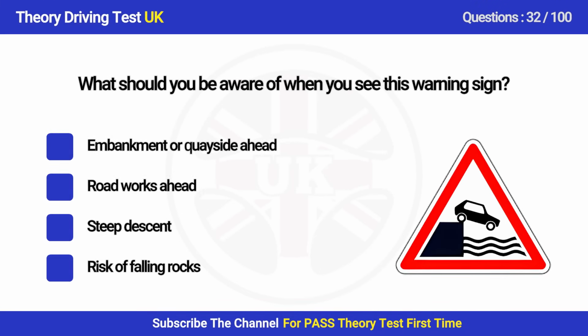Question 32. What should you be aware of when you see this warning sign? A. Embankment or quayside ahead. B. Roadworks ahead. C. Steep descent. D. Risk of falling rocks.